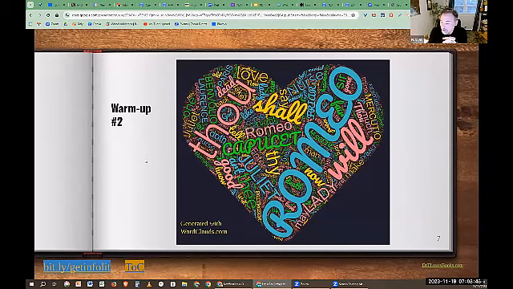This is a different idea, different infographic. This is the full text of Romeo and Juliet rendered as a word cloud. And for those who aren't familiar with word clouds, when you put information into a word cloud, it finds the things that repeat the most and makes them bigger. So the larger something is, the more it repeats. What do you notice about the text of Romeo and Juliet?